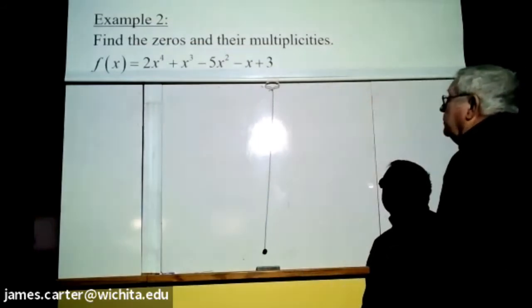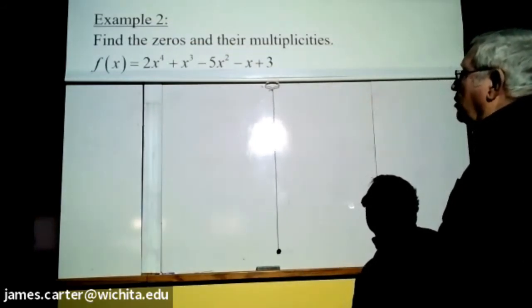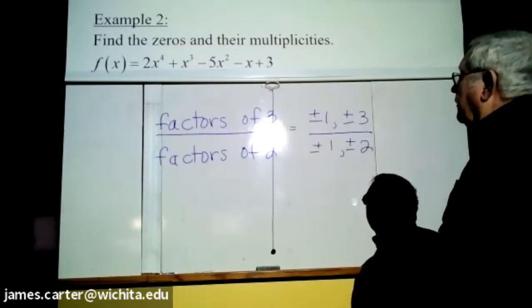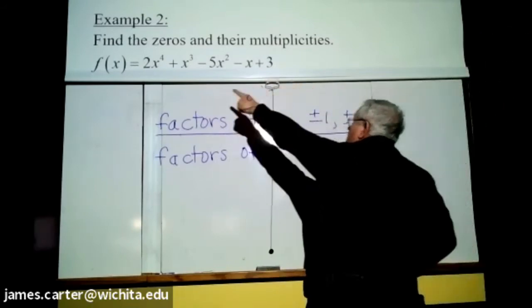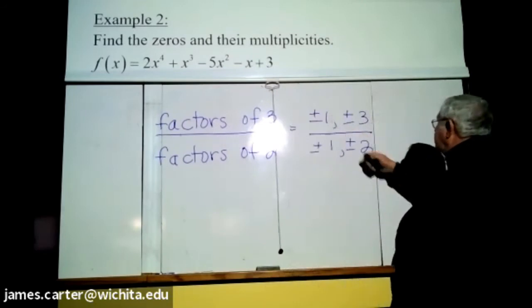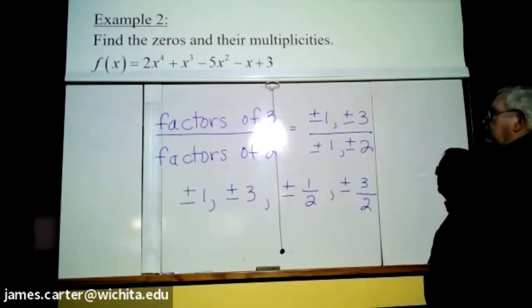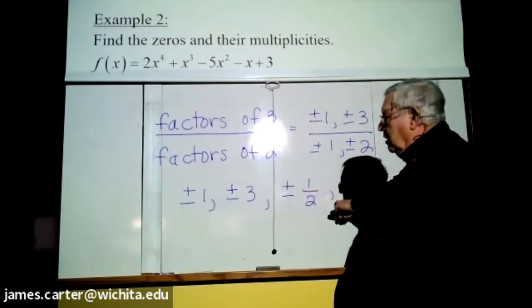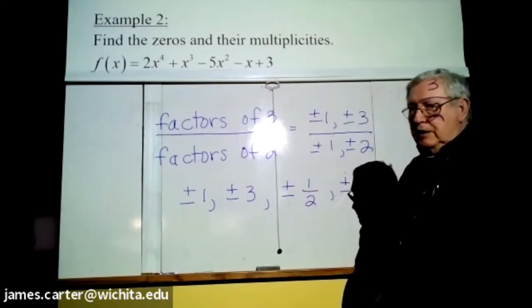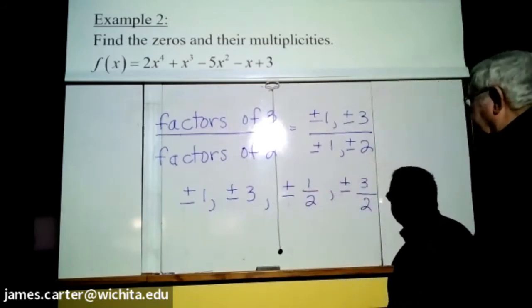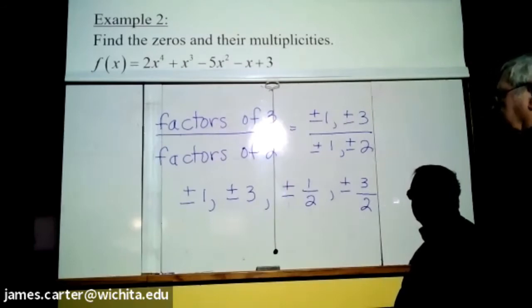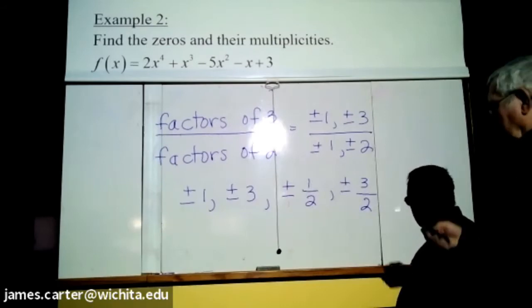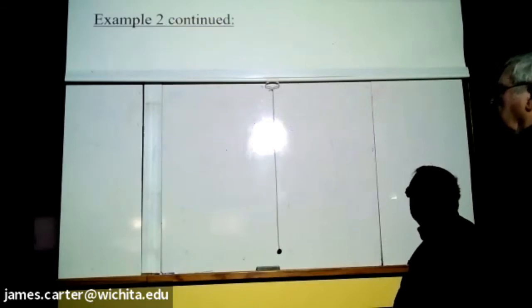Okay, here we go. Now, we've got to actually find the zeros, not just the possibilities this time. So the factors of 3 over the factors of 2. Here's the 3, there's the 2. Gives us this, which gives us that set of possible factors. Okay? I'd suggest you write these down before we move on to the next screen. I'll give you a moment. All right, now we're going to continue to the next screen.